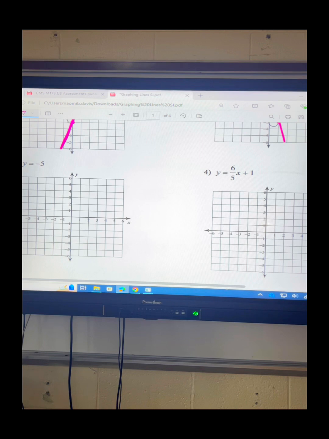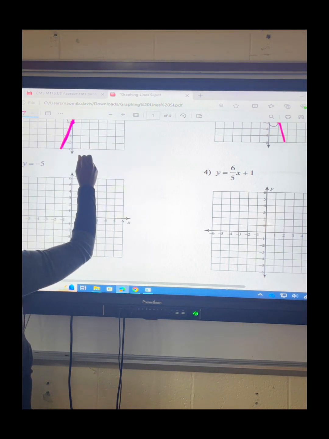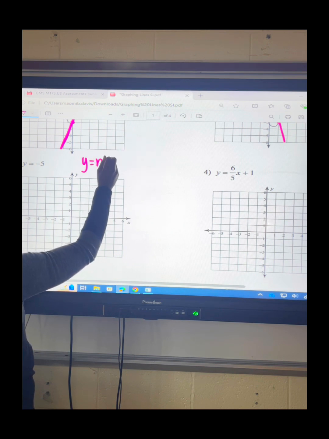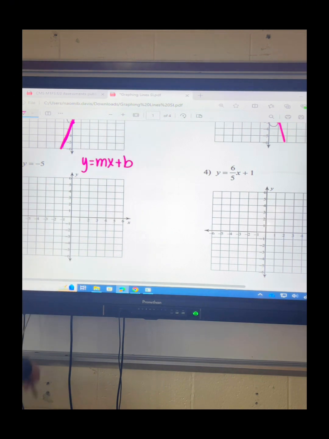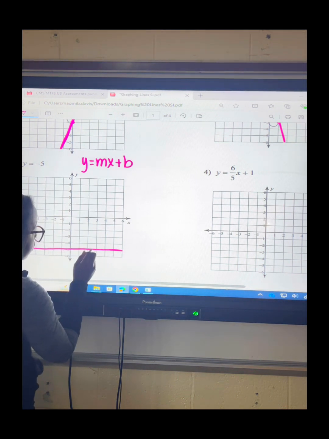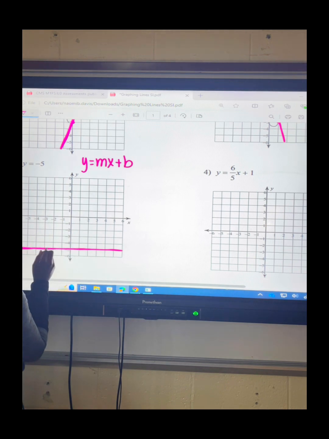So let's say all you got is y equals -5. What I'm looking for is y equals mx plus b. I don't see an x, so that means I don't have a slope. If it's just y equals -5, that means my line is just crossing at -5 on the y-axis. So it would be like this. How do you know it crosses on the y-axis? Because it says y equals. Y equals, and that's it. Bam. That's it. That one was easy, right?